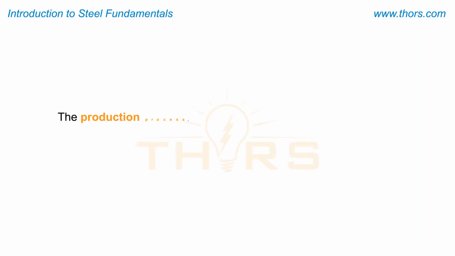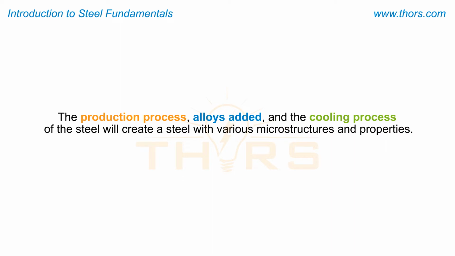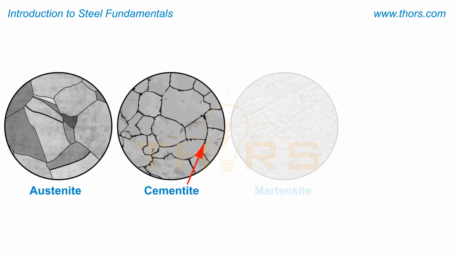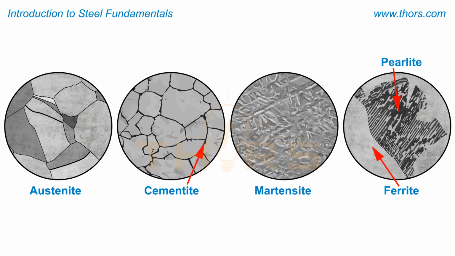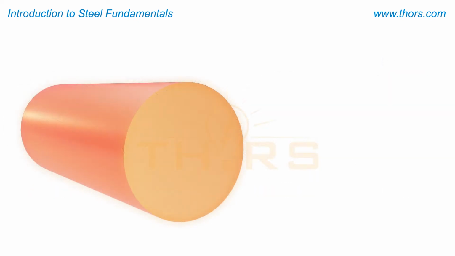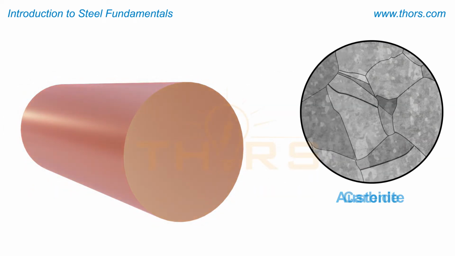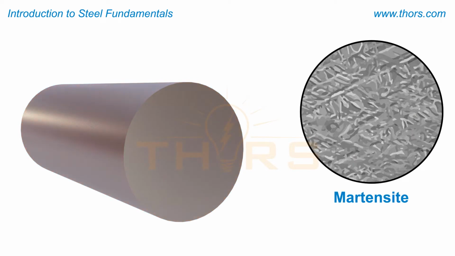The production process, alloys added, and the cooling process of the steel will create a steel with various microstructures and properties. These microstructures pertain to the arrangements of the atomic structures that form during the steelmaking process. In order to properly manipulate the mechanical properties of an alloy, steelmakers must be mindful of the various phases that steel may pass through during heating and cooling processes.